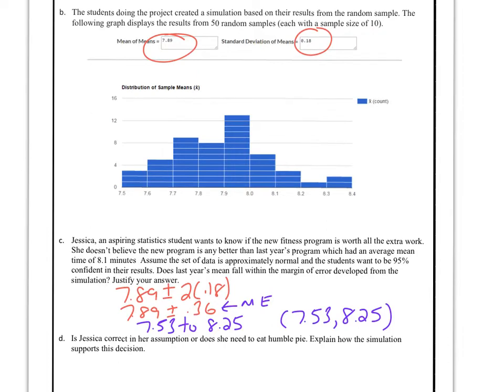And the next part of the question that we care about: does last year's mean fall within the margin of error? Well, the margin of error says to take 0.36 and add it and subtract it to 7.89. It gives us this range of values. And so yes, from 7.53 to 8.25, last year's mean, which was 8.1, falls within the margin of error. So the answer is yes. 8.1 is within the margin of error.